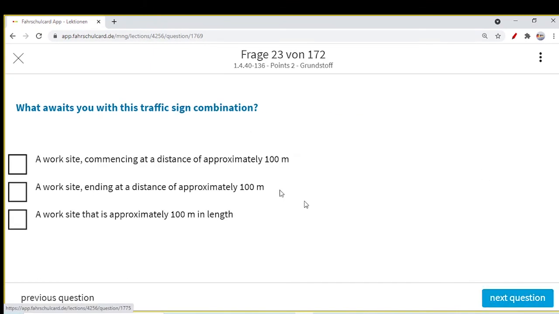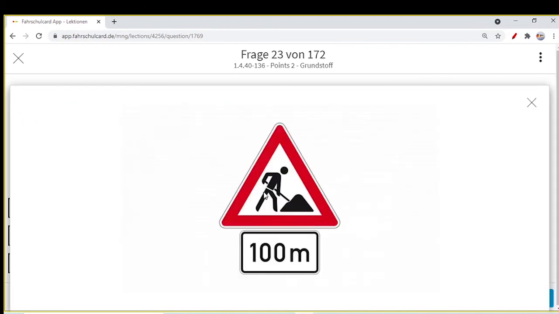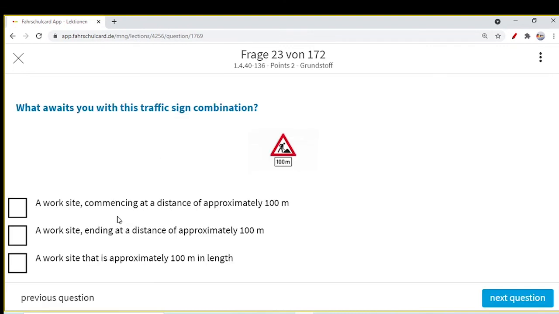Let's move to the next question. What awaits you with this traffic sign combination? So you see, as we have seen, this traffic sign, a dangerous situation, there could be some road workers or a construction site, or Baustelle, and then an extra sign. There is no arrow. That means the Baustelle is starting. This construction site is starting 100 meter ahead of you, after 100 meter. If there are two arrows over here, that means that this construction site or work site has started immediately for 100 meter. But right now it is indicating after 100 meter there is a construction site. So a work site commencing at a distance of approximately 100 meter is the correct option.